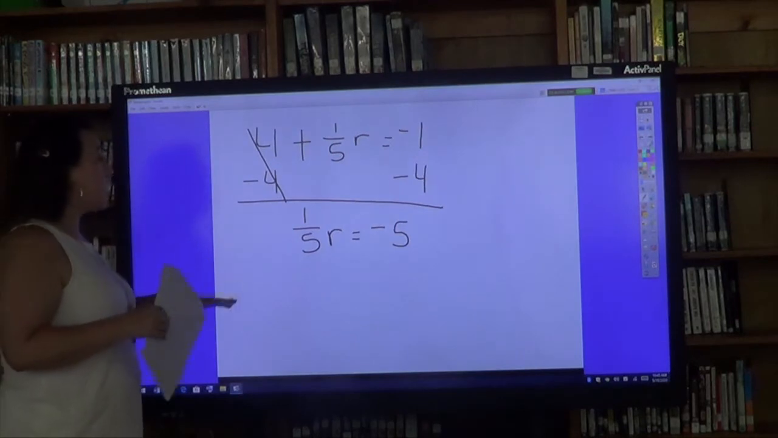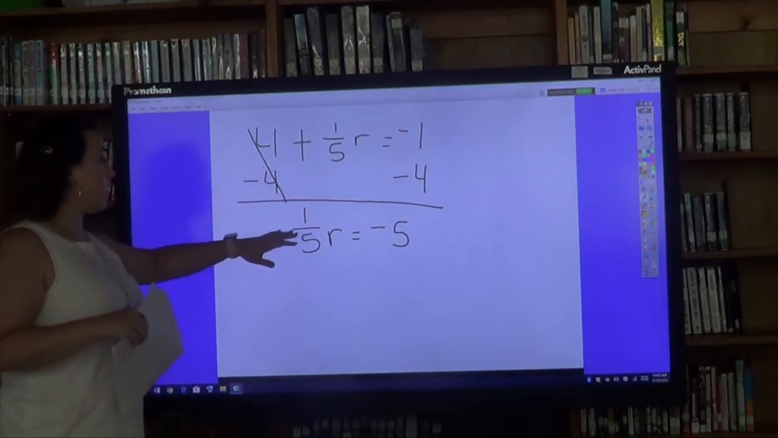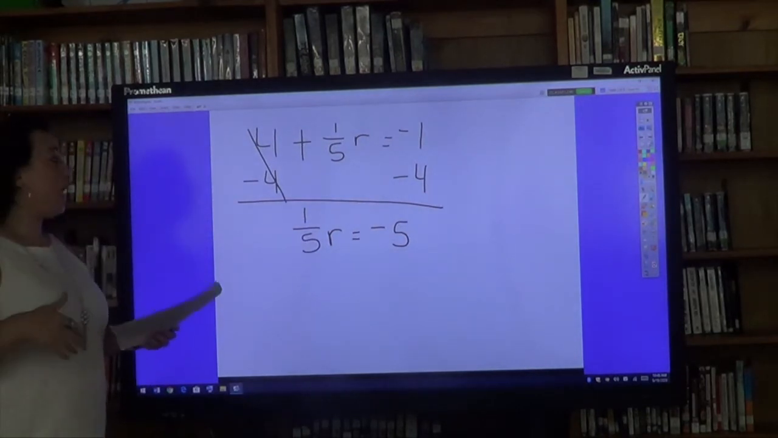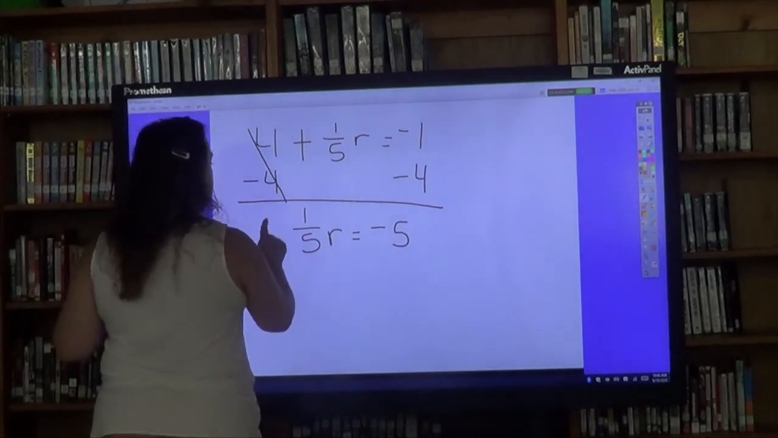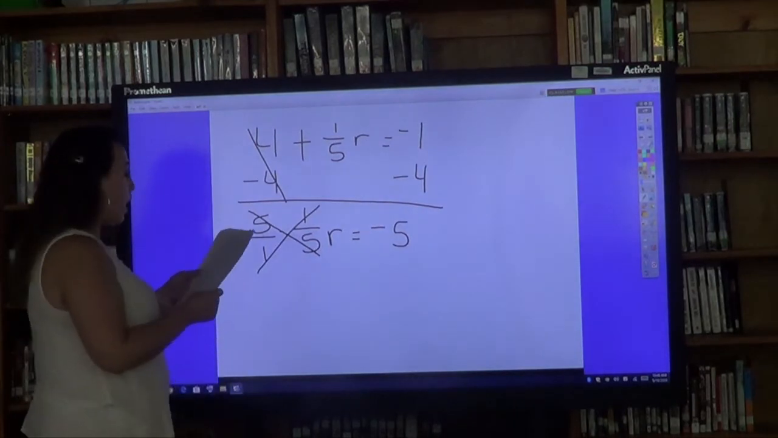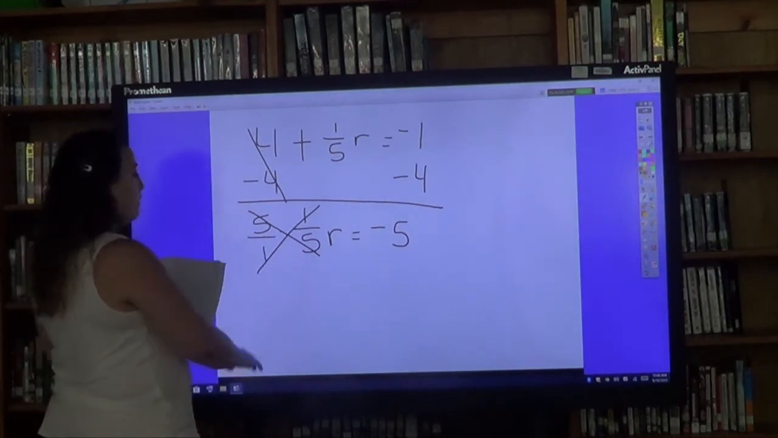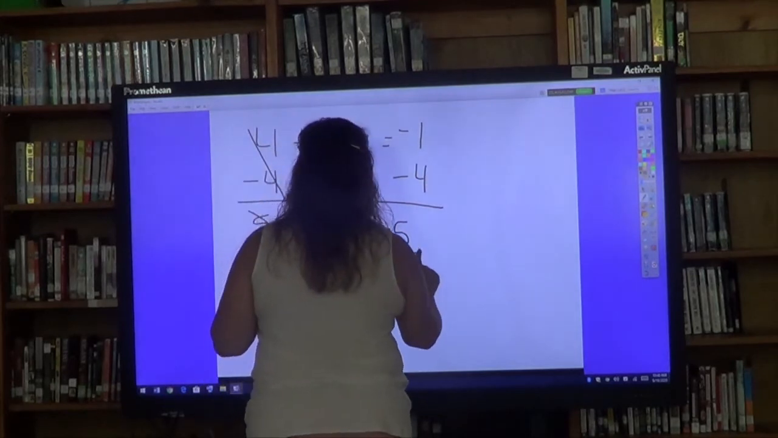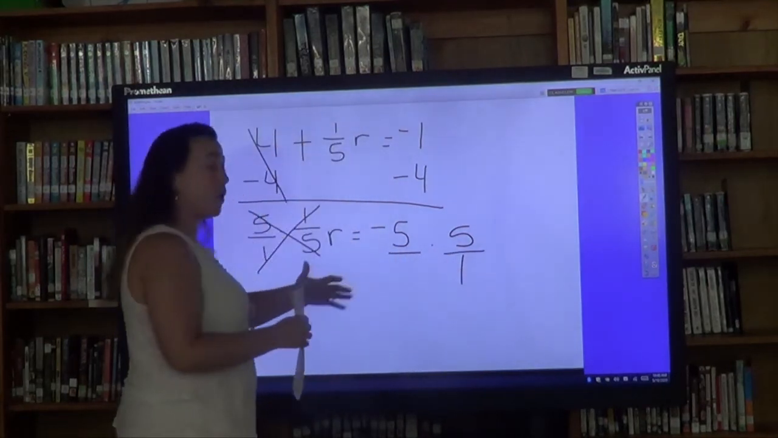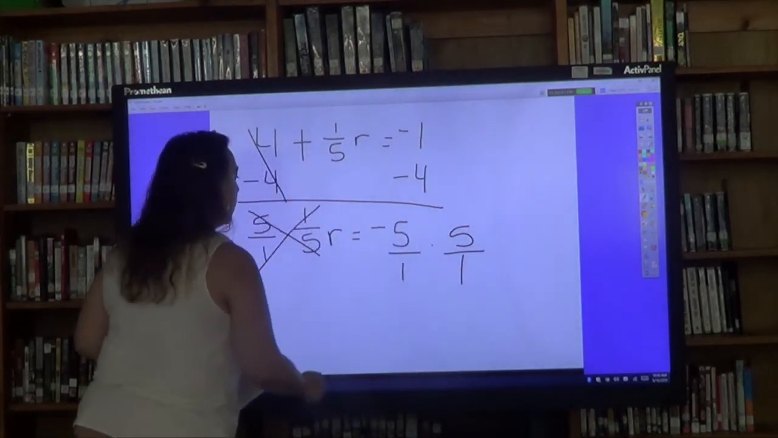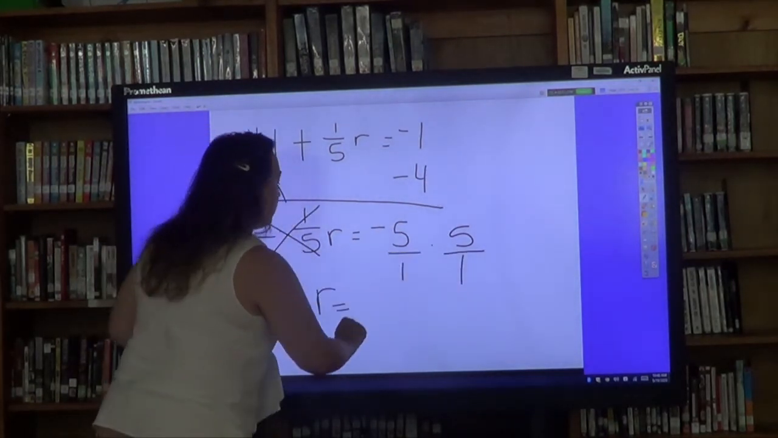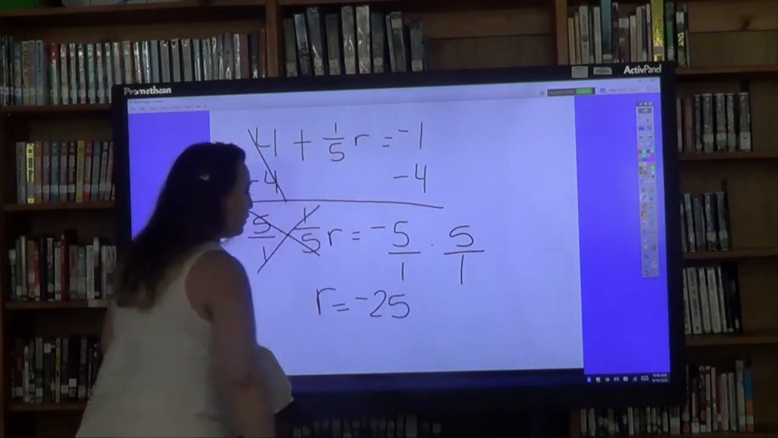Okay. Remember inverse, this is multiplication. You can't divide fractions, so you have to multiply by the reciprocal. So then this changes to 5/1. That cancels out. Okay. If I multiply this side by 5/1, I have to also multiply this side by 5/1. Okay. Remember, whole numbers have that invisible 1 underneath them. Right? So I have r equals, signs are different. I have a negative here and a positive here. So my answer is going to be negative 25.